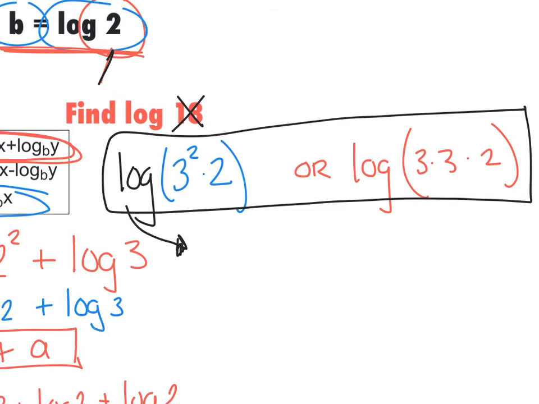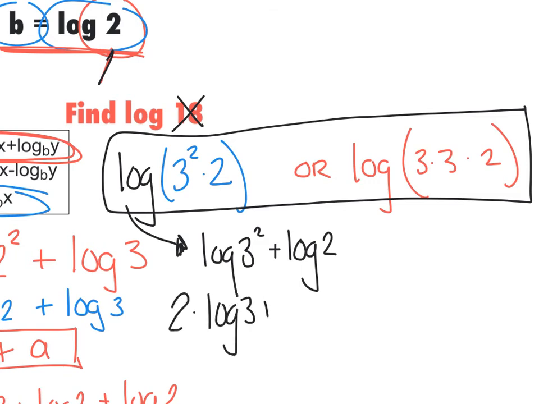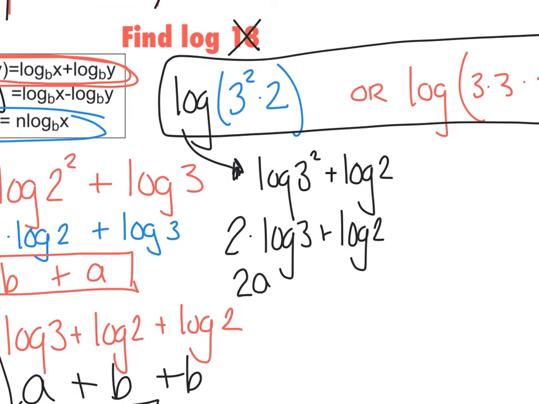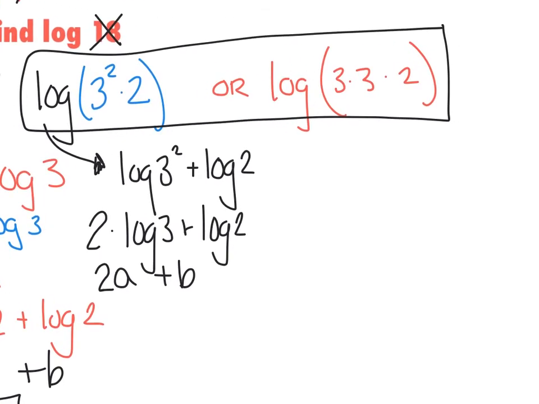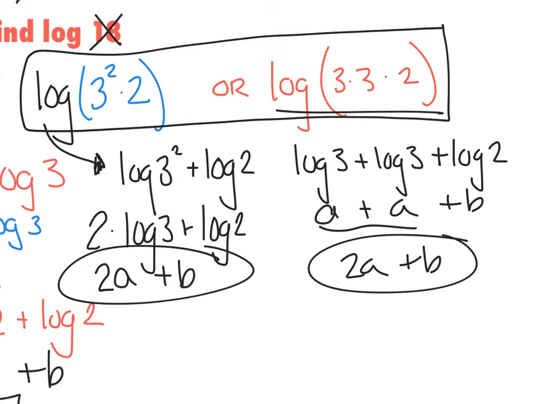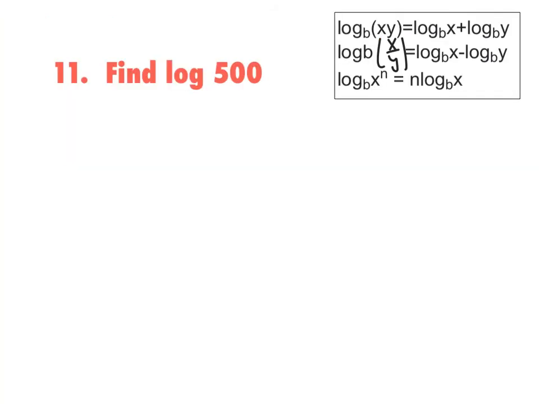Using this first one, I'm going to say this is the log of 3 squared plus the log of 2, which is really 2 times the log of 3 plus the log of 2, which is 2 times, log of 3 was a. So 2a plus b. Or, hopefully I get the exact same answer. I could say, going this way, it's the log of 3 plus the log of 3 plus the log of 2, which is really a plus b, which of course is 2a plus b. So you'll see I got the exact same thing, but the whole key was just to replace the number with the givens.